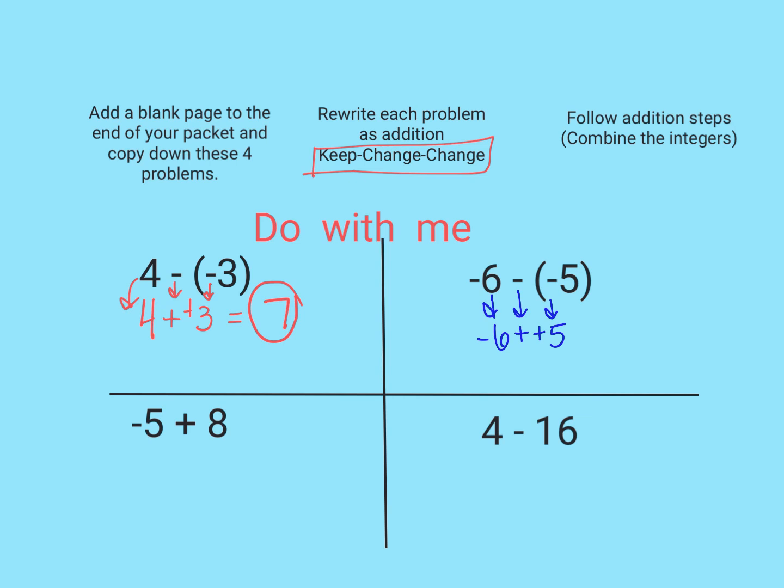Our rules say when we're adding different signs, we actually subtract. 6 minus 5 is 1. And then use the sign of the number with the greater absolute value. So that would be the negative 6. So our answer is negative 1. All right, let's look at the next problem.